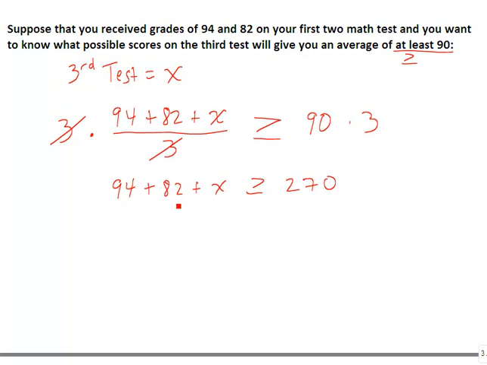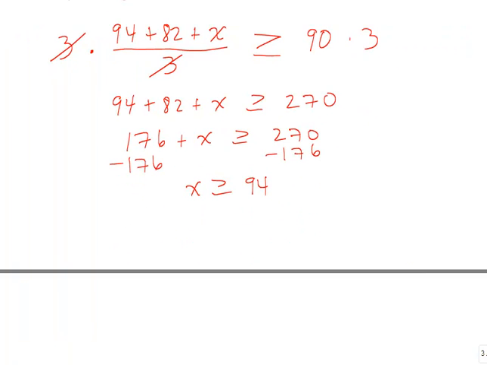So we have a couple of like terms over here on the left side. 94 plus 82 is 176. And to solve this for x, all we have to do is subtract that 176 to the other side. And 270 minus 176 is 94. So what grade do I need on my test in order to get at least a 90? I need to score at least a 94 on my third test in order to reach that average of 90 or higher.